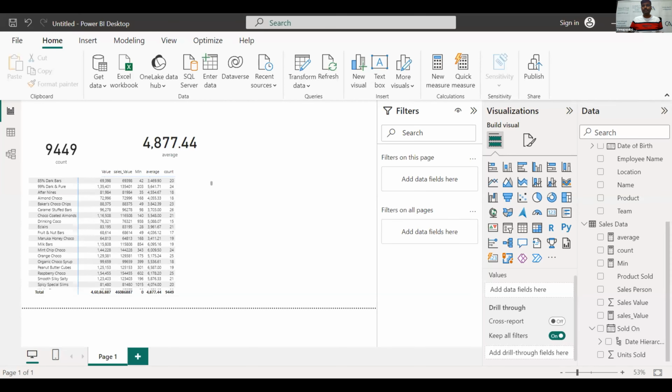All right. Sir, is this over? Can we move to other functions? Yes, sir. I used the average, column, count, min, max, all of them, sir.